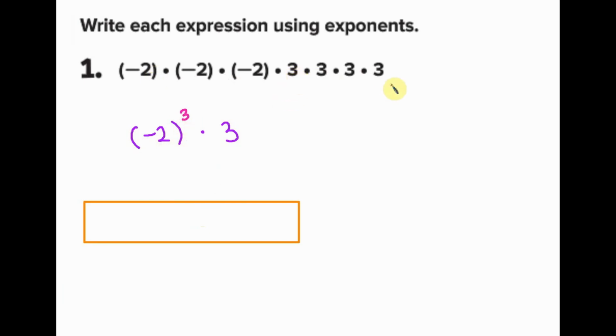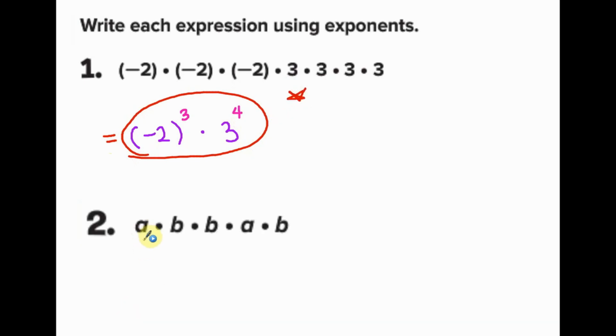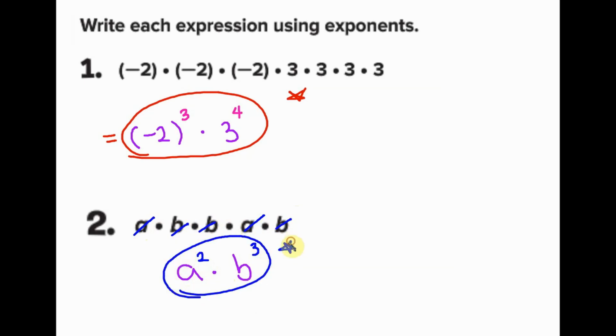When you have 3 multiplied 4 times, I could write 3 to the fourth power. And that's how I know this is how you write an expression using exponents. Number 2, they're asking, what if I have a variable? The variables are going to be the same. In this case, it looks like I have a times the other variable, b. Now I'm just going to count how many times I'm multiplying a. It looks like I have once, twice, so this becomes a to the second power, or we call it a squared. The b has been multiplied 3 times, so I know this is going to be b to the third power, or b cubed.